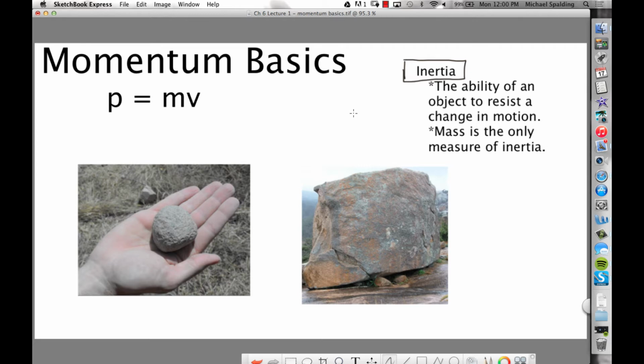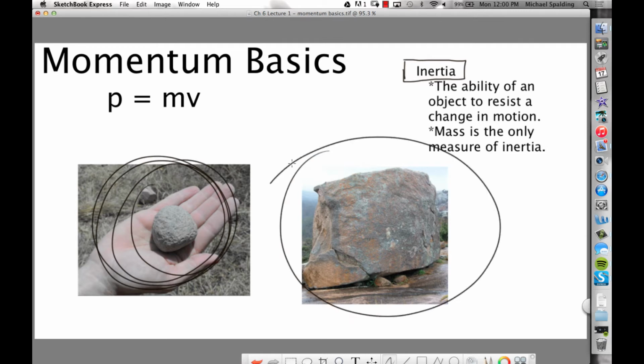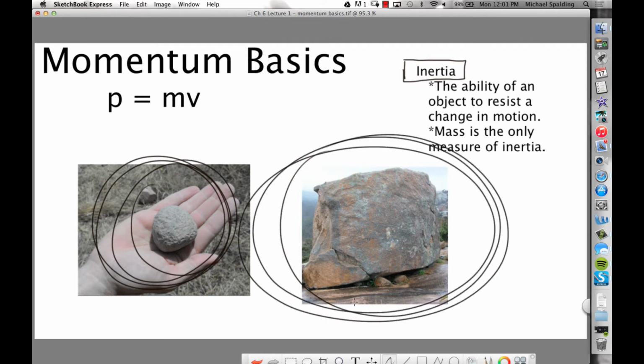So if you look at these two rocks here, we got a little rock right here, and then we have a big rock right here. Which of those two objects has more inertia? The big one, simply because it has more mass. If you walk up to this big giant boulder and start pushing on it, guess what's going to happen? Nothing. Now, could you affect the motion of this little guy? Yeah, you know.